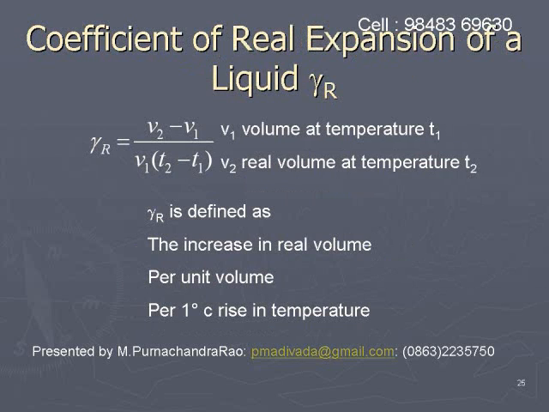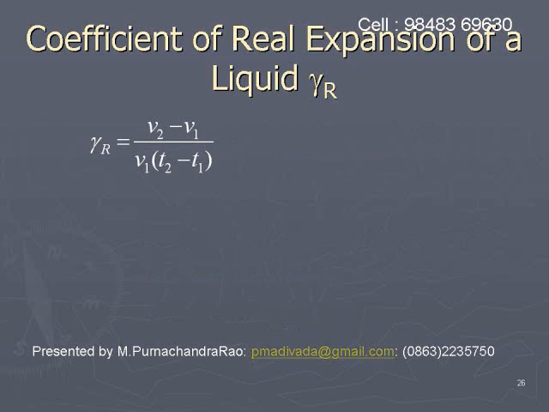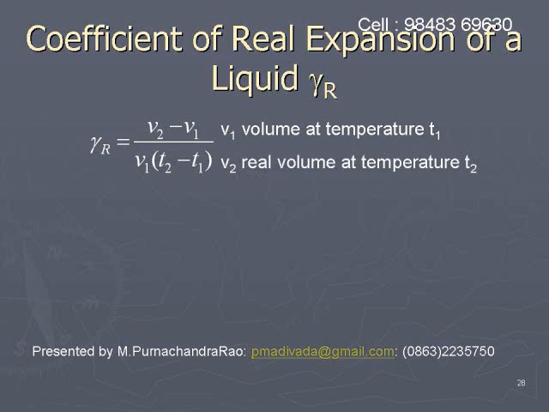Real expansion, coefficient of real expansion. The relation for the coefficient of real expansion is given as gamma r is equal to (V2 minus V1) divided by V1 into (T2 minus T1), where V1 is the volume at T1 and V2 is the volume at T2. Gamma r is defined as the increase in real volume. Here V2 minus V1 represents the increase in real volume.